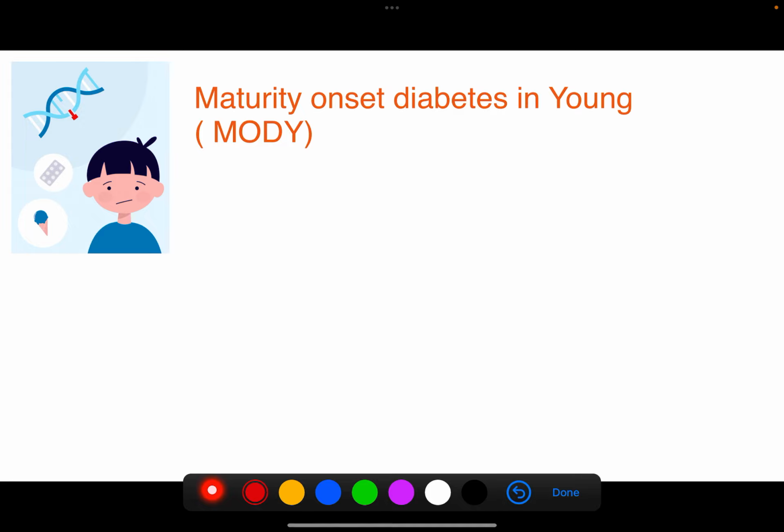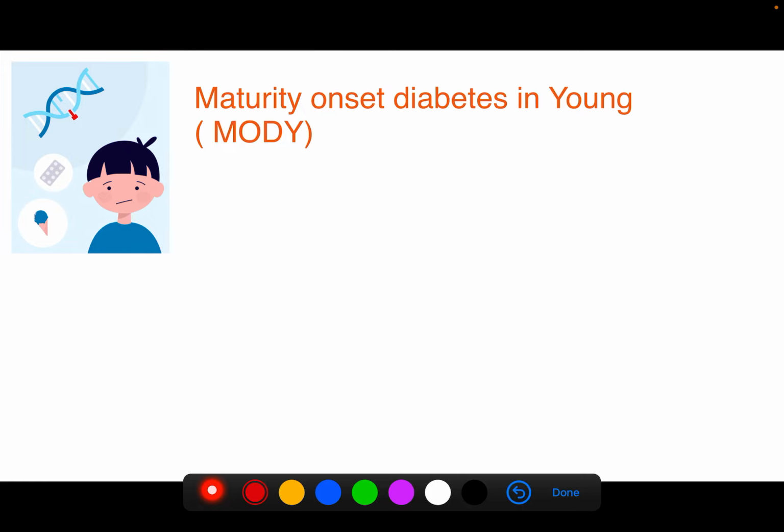Okay, so this is a newer type, maturity onset diabetes in the young. I wouldn't classify this. This is a newer entity, and currently it's not under any classification. So what happened? There were two physicians. They are very, very well-known physicians, like Robert and Stephen. They were actually studying diabetes.